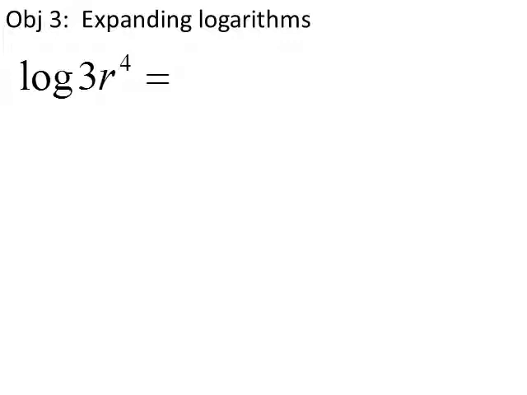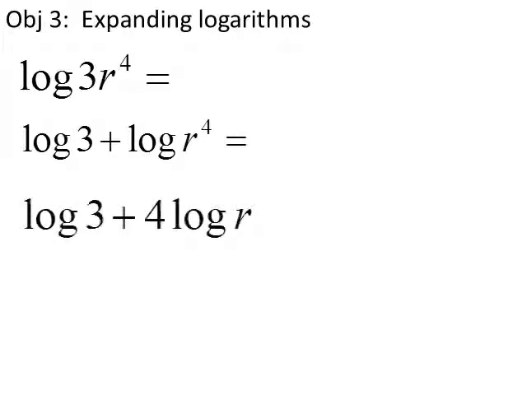So I have 3 times r to the 4th, and I can separate those into 2 logs separated by addition. So I have log of 3 plus log r to the 4th. At this point, I can use the power property and move the 4 that's with the r out to the front of that log, and I get log of 3 plus 4 log r.